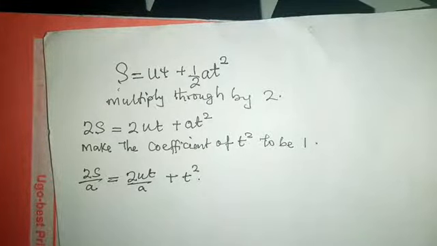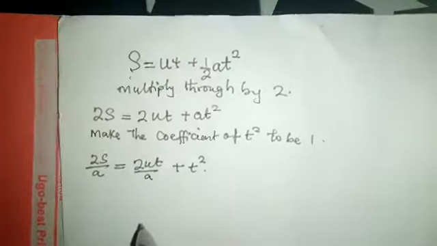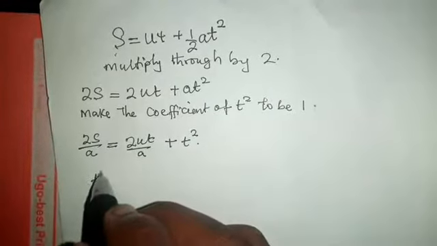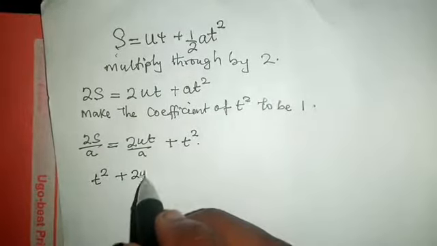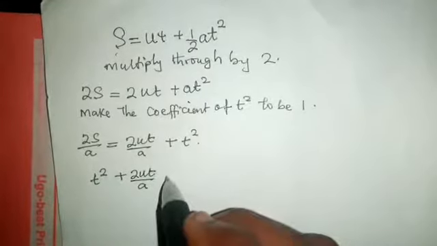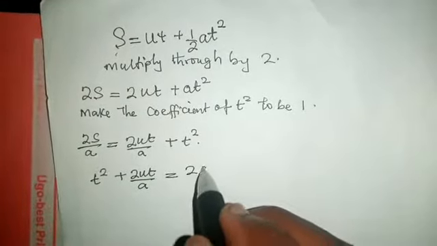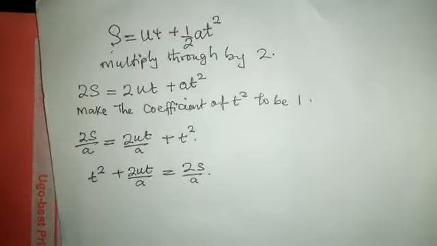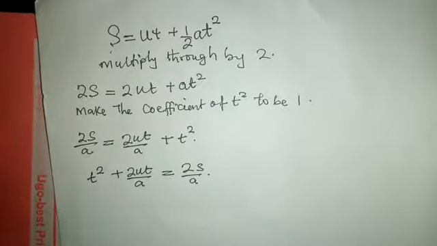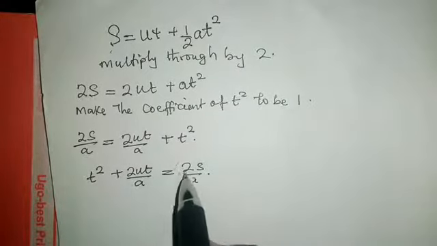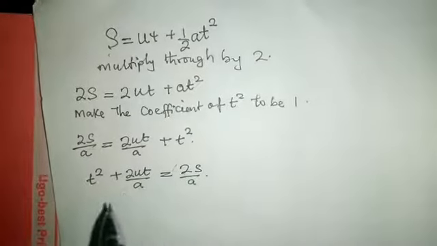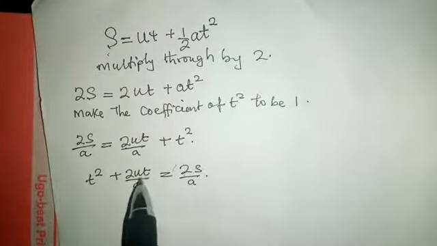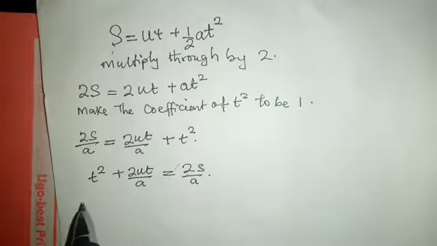So let me make this equation look like the normal equation you know. This is t squared plus 2ut over a is equal to 2s over a. At this point, we have made this look like a normal quadratic equation, whereby 2s over a is a constant, and 2u over a is the coefficient of t, and 1 is the coefficient of t squared.